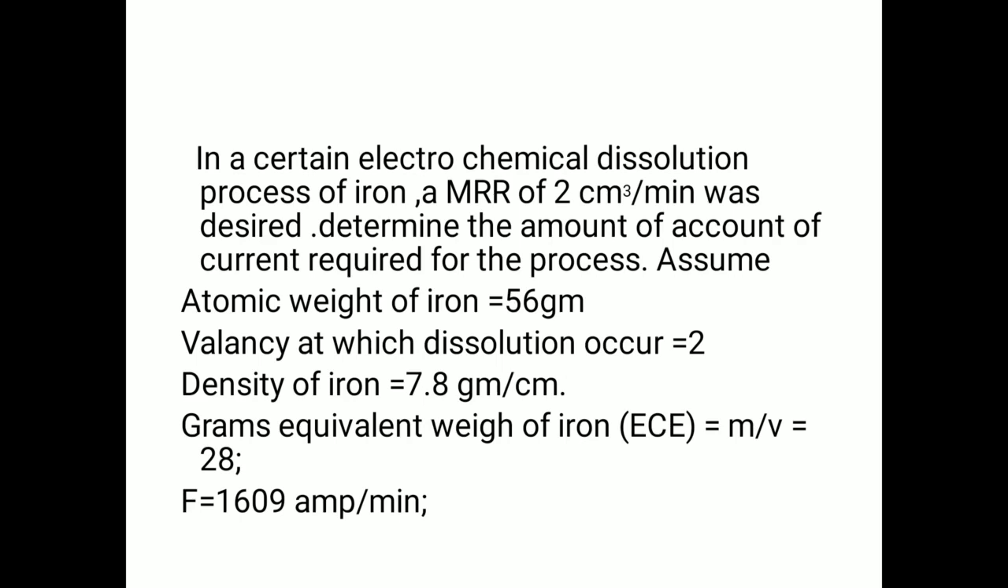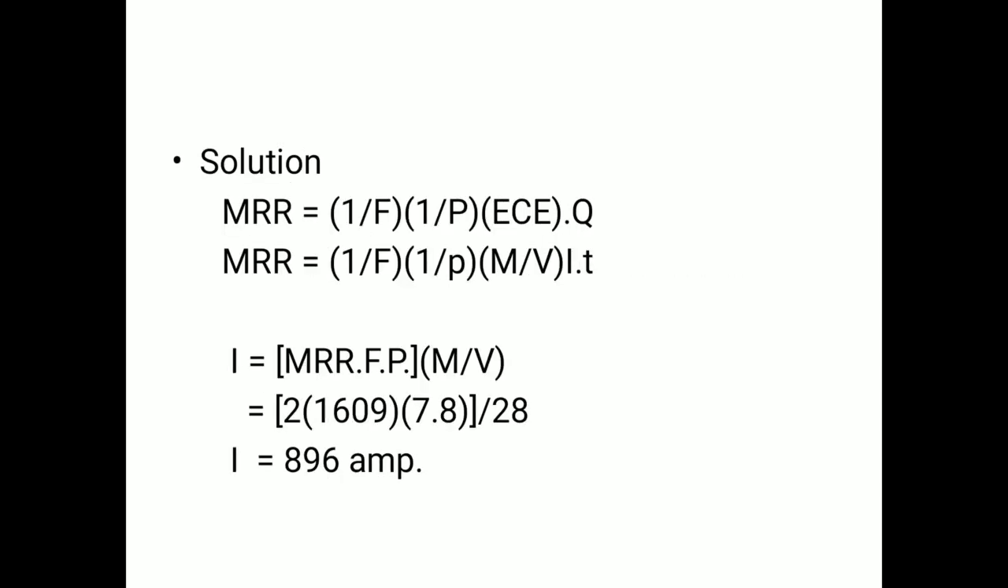Density of iron is 7.8 gram per centimeter cube. Grams equivalent weight of iron, ECE, that is equal to mass per valency, that is atomic weight of iron per valency, that is also given equal to 28. And Faraday's constant, F, equal to 1609 amp per minute. So we have to find how much current is required to remove 2 cm³ of iron per minute.